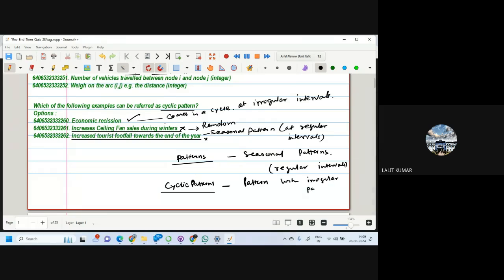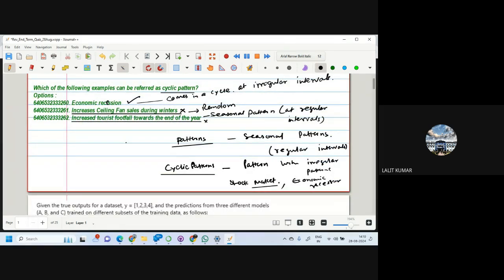An example of this is a stock market crash. Nobody can predict when it will happen, but it happens periodically. Then economic recession happens, if you see history. So the correct answer here is economic recession. The rest of the options: increasing ceiling fan sales during winters, maybe the off-season discount is there, it is not random, it will be seasonal. Increased tourist footfall towards the end of the year is because it is a vacation period, again a seasonal pattern. Only economic recession, and another example I have said is stock market crash.